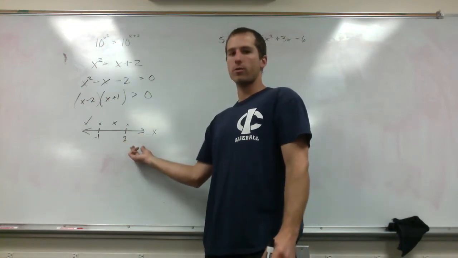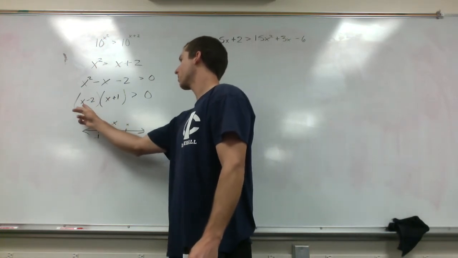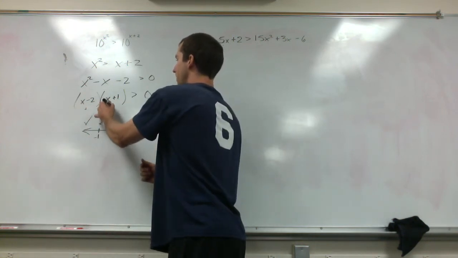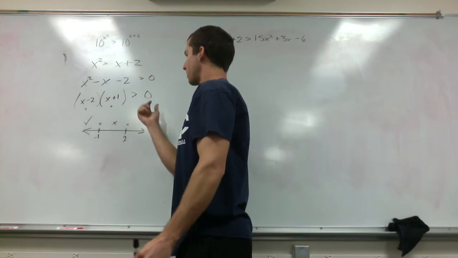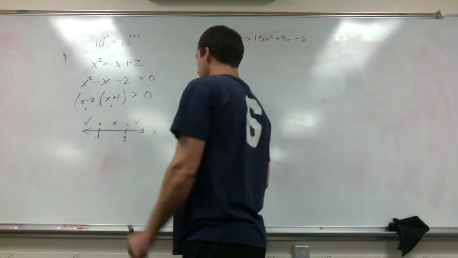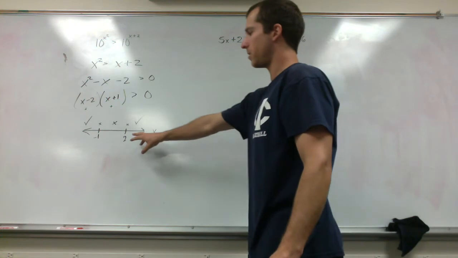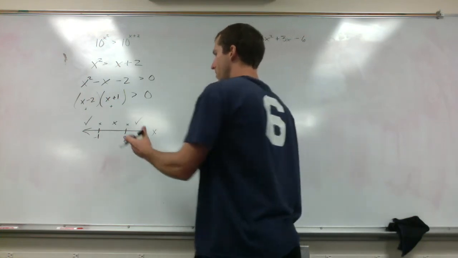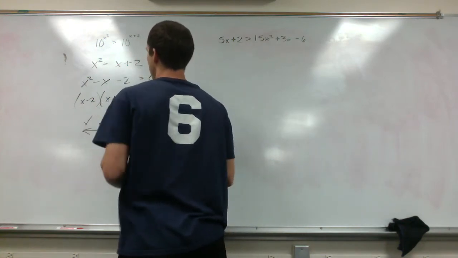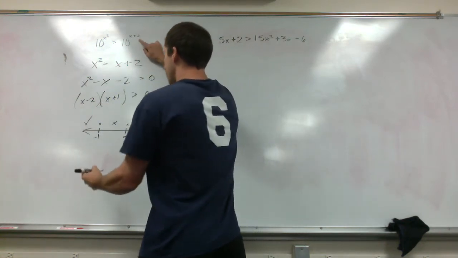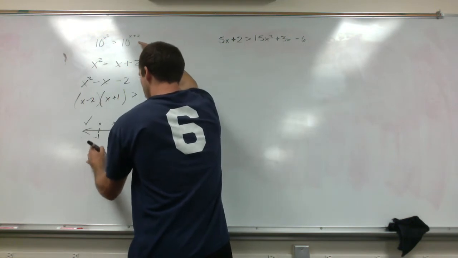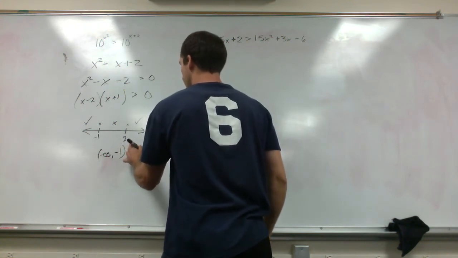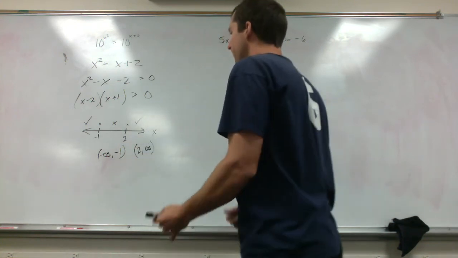Lastly, we'll pick a number greater than 2, like 3. 3 minus 2, positive. 3 plus 1, positive. A positive times a positive is greater than 0. This tells me any number greater than 2 will satisfy my inequality. So, at the end of the day, what values will make this inequality true? Any number from -infinity to -1, and any number from 2 to infinity.